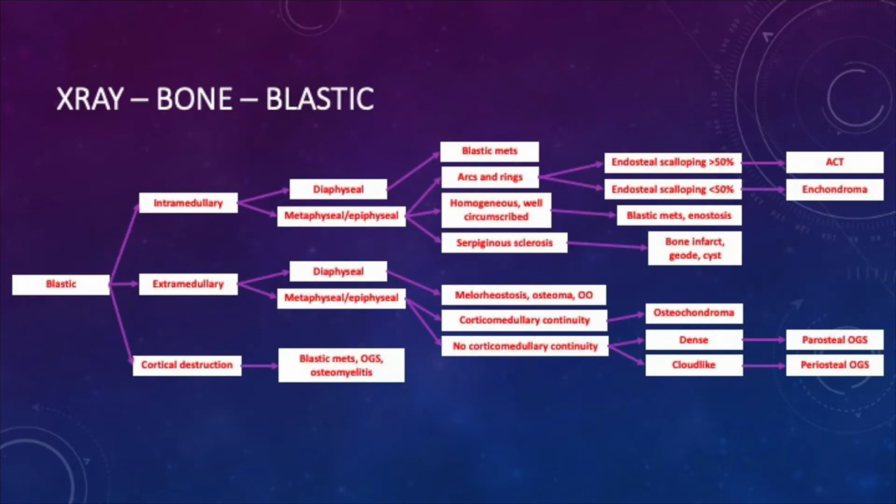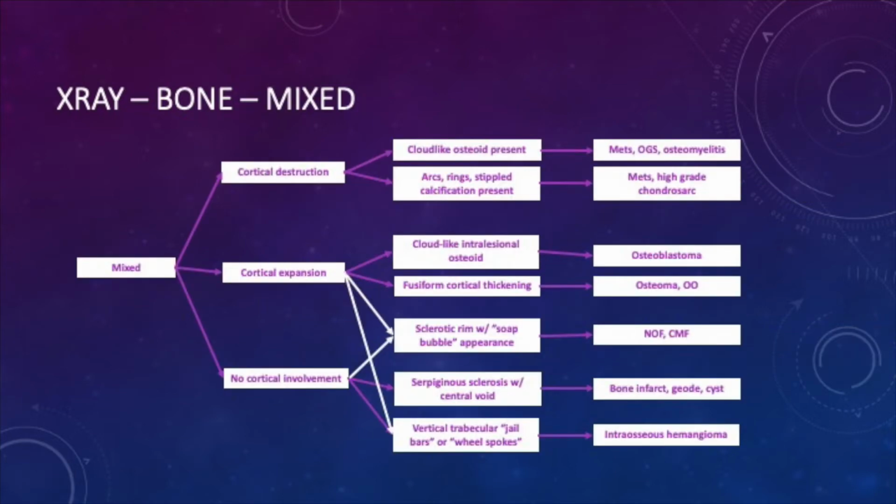When it comes to the blastic things, the first thing we want to look at is where is this tumor located? Is it inside the bone or outside the bone? And is there just frank destruction of the bone? Again, we want to know diaphyseal, metaphyseal, or epiphyseal. We want to know a little bit about the zone of transition. We want to know about the calcification that's within the lesion that's making it blastic. And all of those things are going to help us come up with a diagnosis. When we have a mixed lytic and blastic lesion, similar to the blastic ones, we want to know, is there frank cortical destruction, is there cortical expansion, or is the cortex totally uninvolved with this?